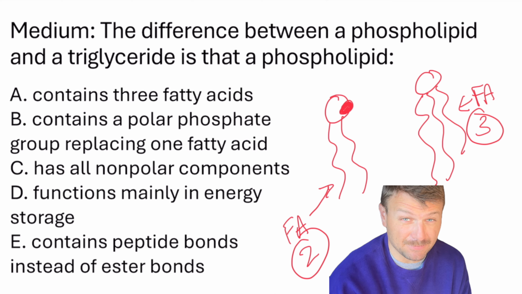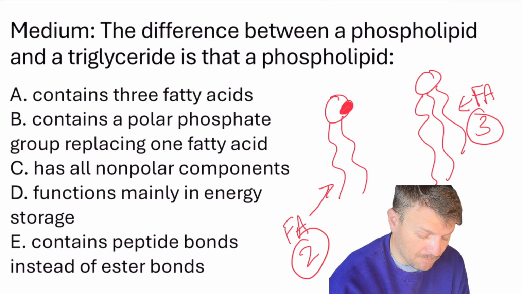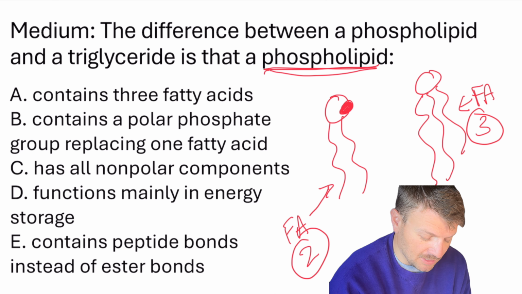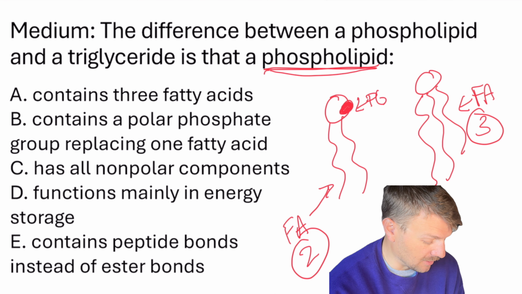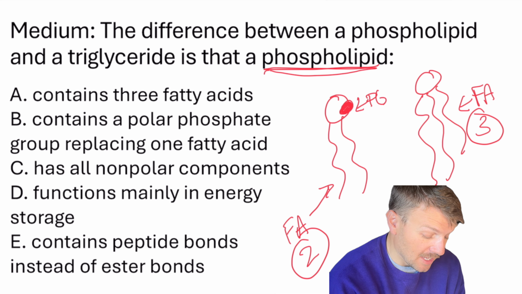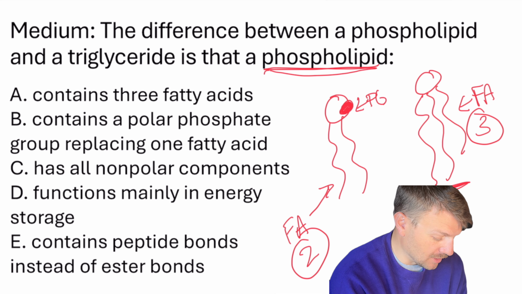that replaces one of the fatty acids. So this is a little bit deeper content to memorize, but it's still something you might probably see on a test. So I'm looking for the answer to deal with the phospholipid and say there's a phosphate group instead of the third fatty acid. So A, contains 3 fatty acids. That's true for triglycerides, but not for phospholipids. So I'm going to scratch that off.